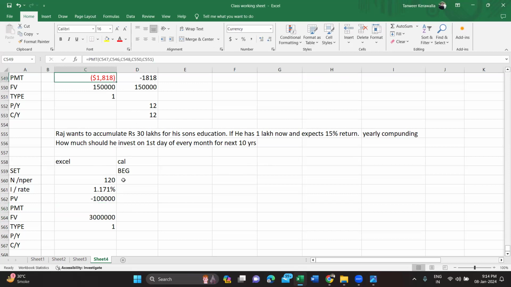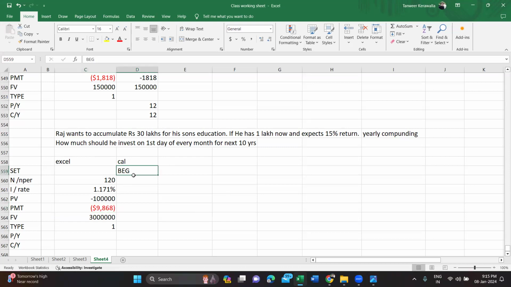I'll copy the formula from above, paste it here. So I can get that figure of 9,868 per month you have to invest from today. Today you have to invest every month 9,868 rupees. So at the end of 10 years, you will accumulate 30 lakhs along with today's 1 lakh. So 1 lakh of today plus 9,868 every month will give you 30 lakhs after 10 years, right?